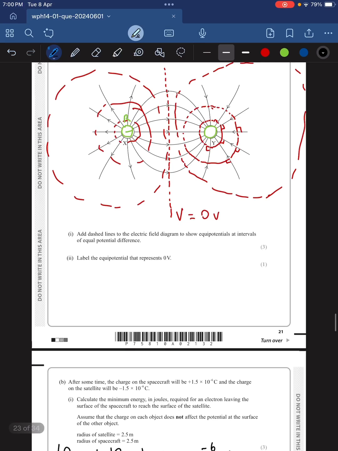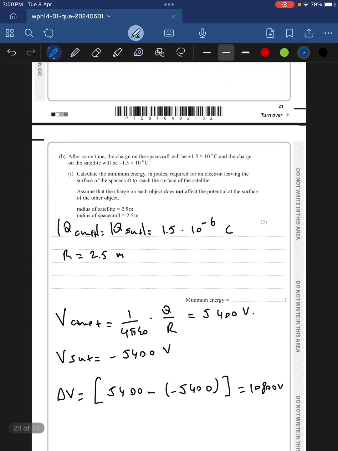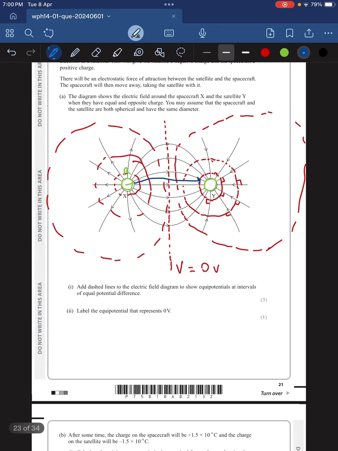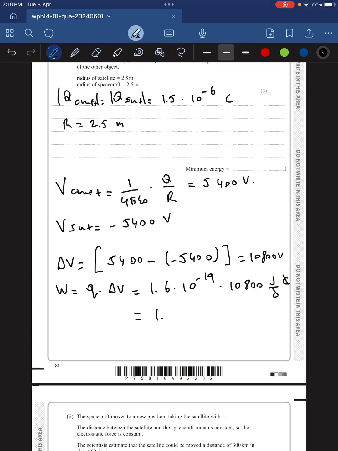So the electron is going to travel from here to there, or the other way around, because I forgot. So wait, X is the spacecraft. So am I correct? Yes. So an electron leaving this one and traveling to the other one. This is given by Q times delta V, and the charge of an electron is 1.6 times 10 to the negative 19 coulombs times 10,800 joules per coulomb, which gives us 1.73 times 10 to the negative 15 joules for one electron, okay?